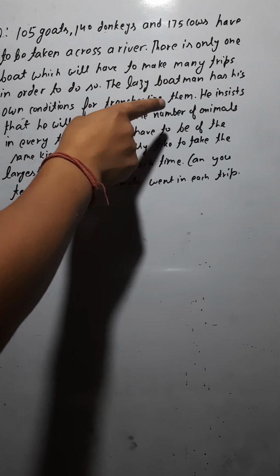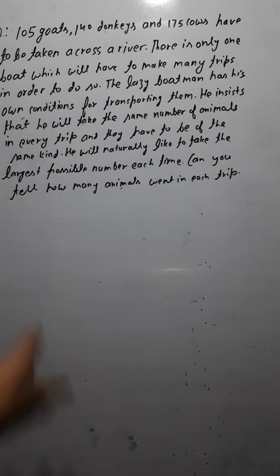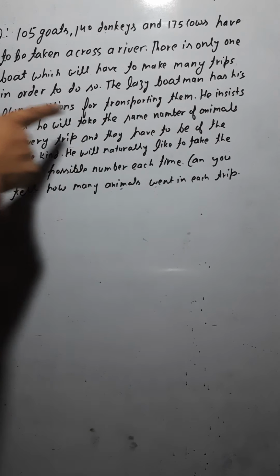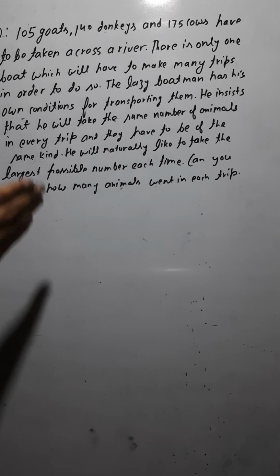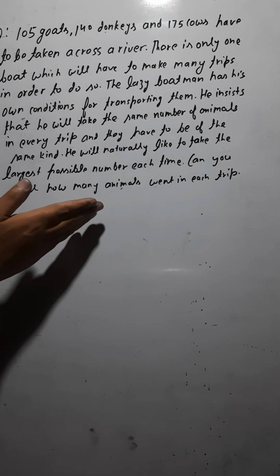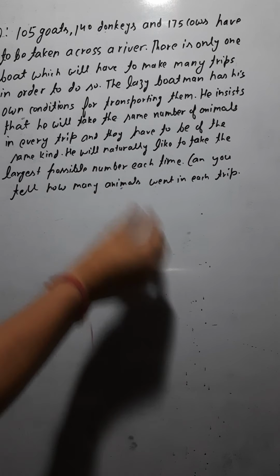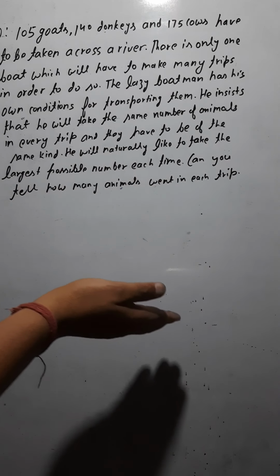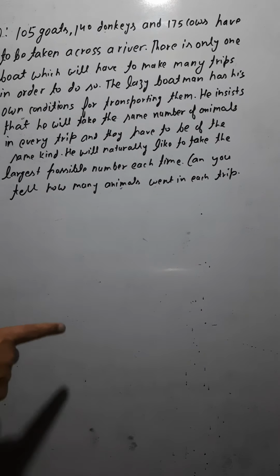Now the lazy boatman has his own condition. He does not want to carry all these animals together. What is the condition for transporting them? He insists that he will take the same number of animals in every trip. Let's say right now he is carrying 50 animals in one trip, so in the next trip also he carries 50 animals. He carries the same number of animals in every trip.